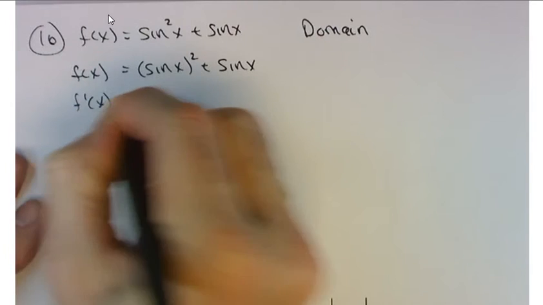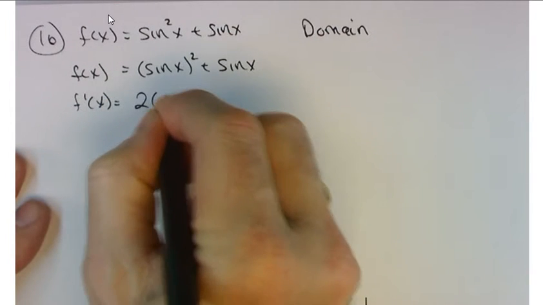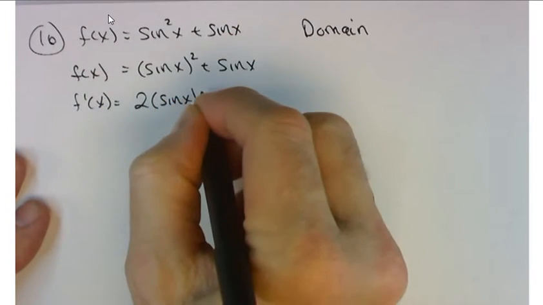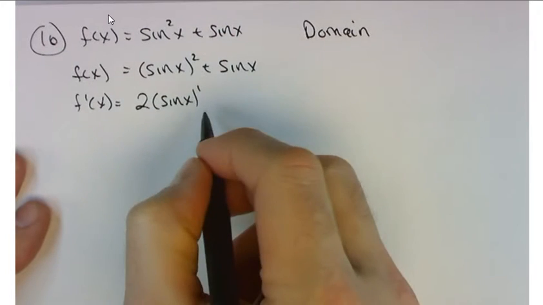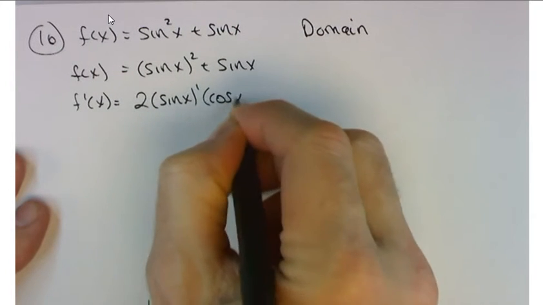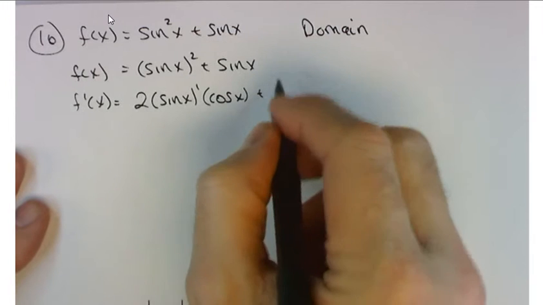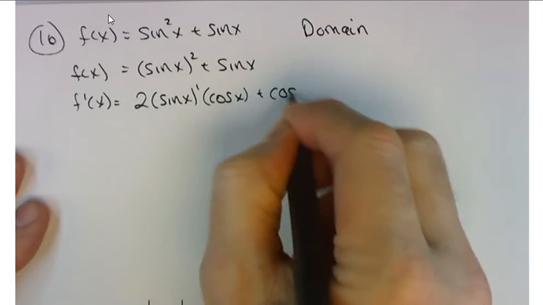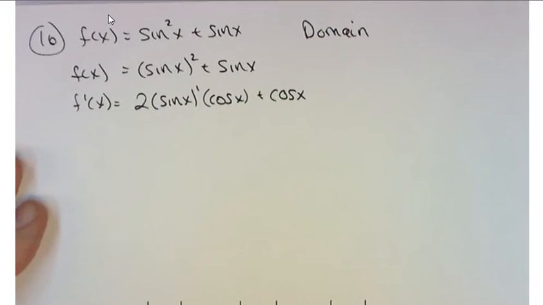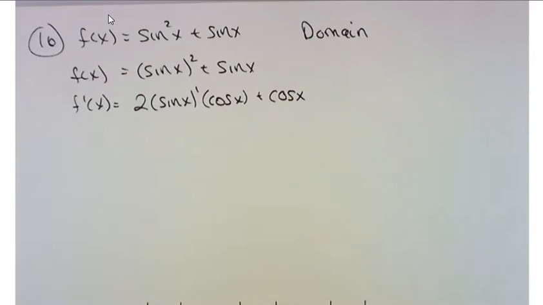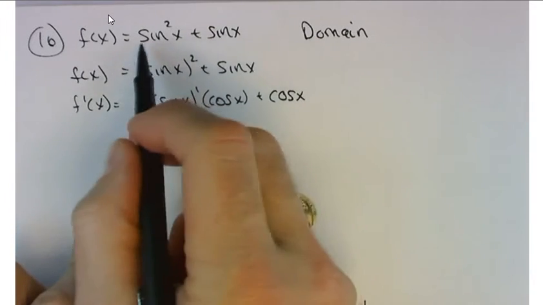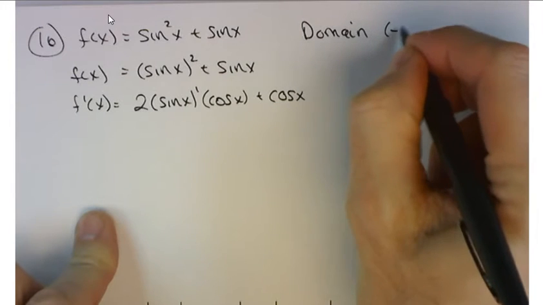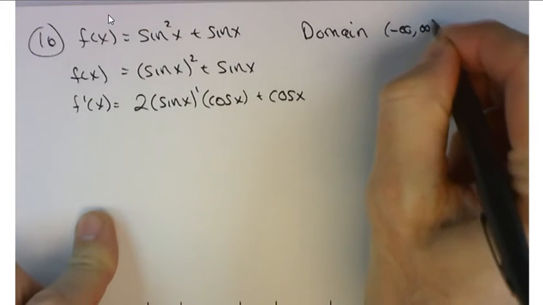F prime of x is going to be 2 times the sine of x, so that's the derivative of the outside, times the derivative of the inside, which is cosine of x, plus the derivative of sine of x again, which is another cosine of x. Oops, my bad. What did I forget here? I forgot the domain. Sine of x is defined everywhere, -infinity to infinity.